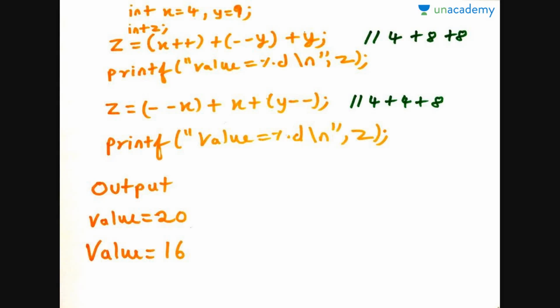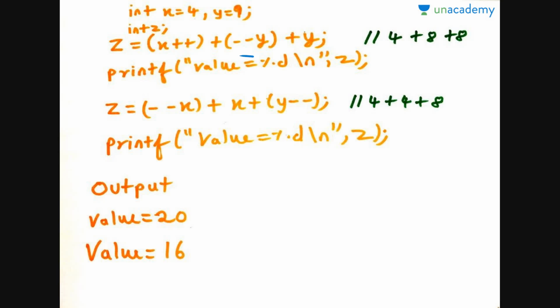Now let us go to the second expression. Here we have two variables x and y of data type int. We declare the value of x as 4 and y as 9, and we initialize the variable z. Now we have the expression z is equal to x plus plus plus minus minus y plus y. Now x plus plus is the post increment, meaning it will first take the value as 4, then it will increment by 1 and change to 5.